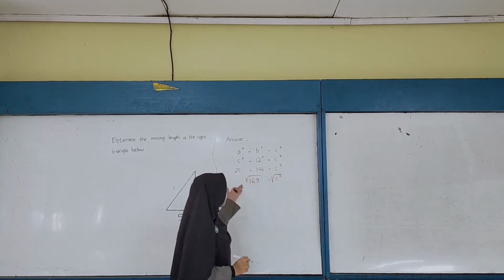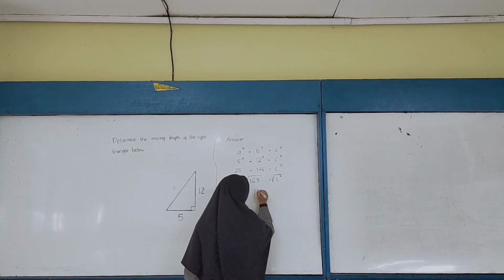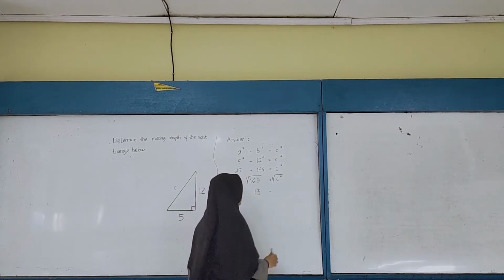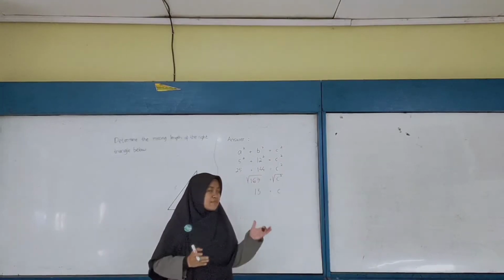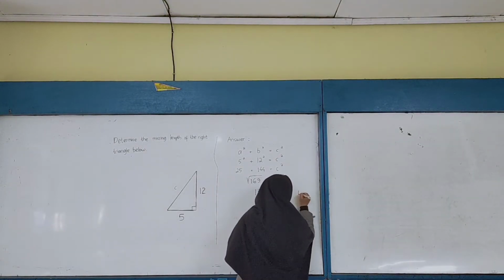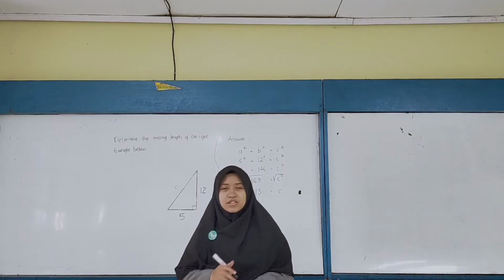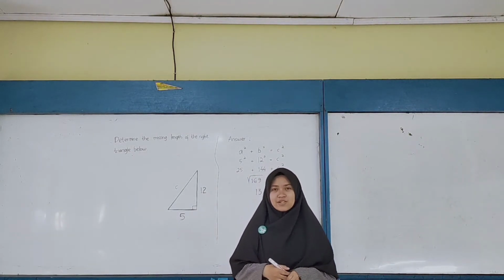The square root of 169 is equal to 13. And the square root of C squared is equal to C. Now, we can conclude that the value of C is equal to 13. We just figured out, using the Pythagorean theorem, the missing leg of a right triangle.